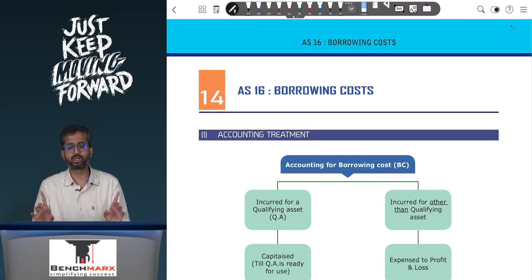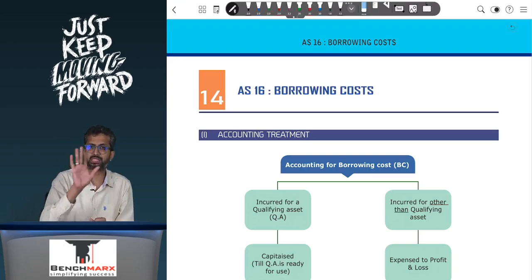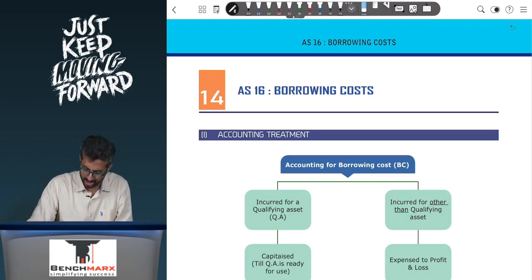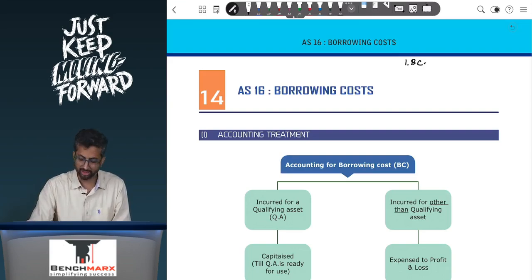So we first need to understand what is the borrowing cost. Remember, interest is an example of borrowing cost. It is not the only borrowing cost. We will study what the borrowing cost is. So first we need to figure out what is a borrowing cost. Maybe let us say, to start with, it is interest.